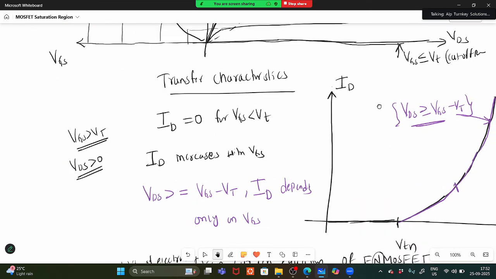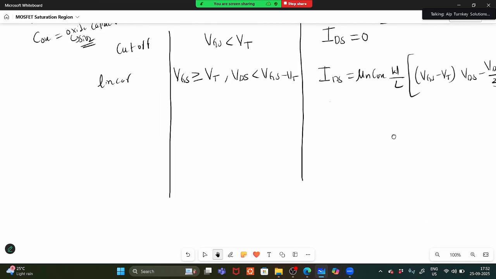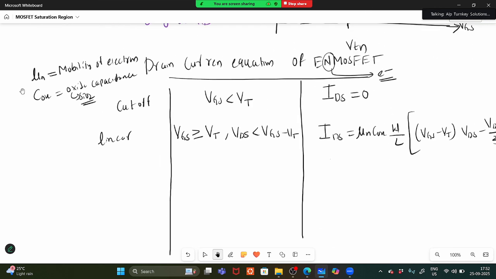W by L is nothing but the aspect ratio. That means the width of the channel and the length of the channel. If you see the three-dimensional view of this MOSFET, there will be a width also. I showed the two-dimensional view, where you can't see the width, but in the three-dimensional view you can. So width by length of the channel is nothing but the aspect ratio.